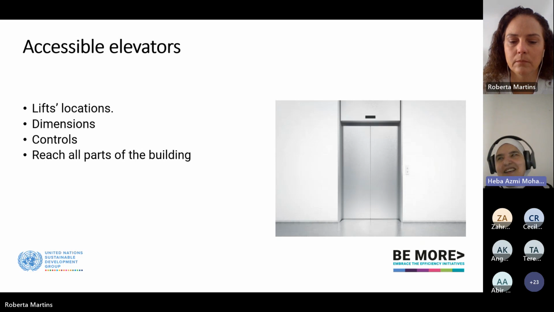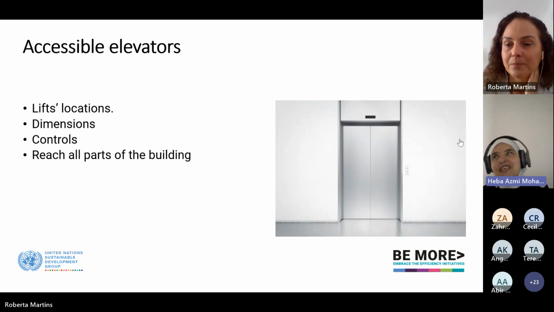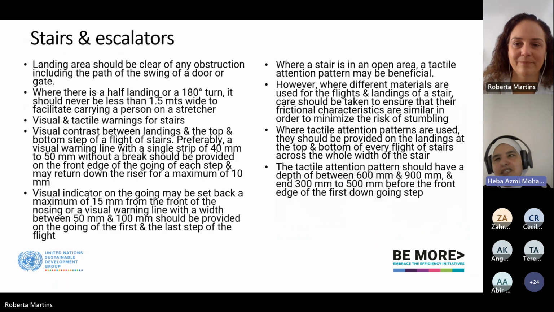I used to work in a building that has 12 elevators, and not all the elevators reach all the floors. So it was very hard for me to remember which elevators go to which floors. It was very difficult for me to build this mental map of the building and navigate the building independently. Next slide, please.